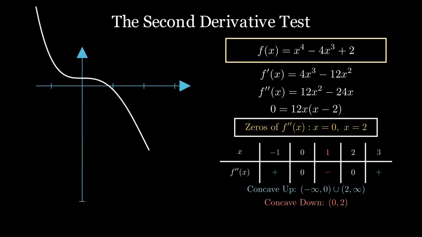Here's the graph of our function so we can see it happening visually. Green for concave up, red for concave down, matching exactly what our sign chart predicted.